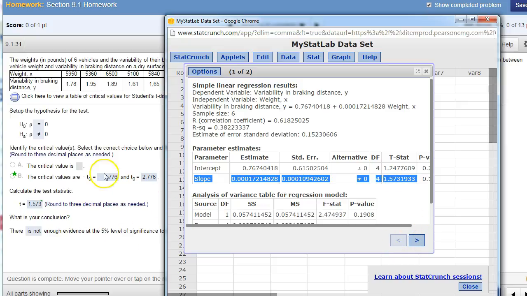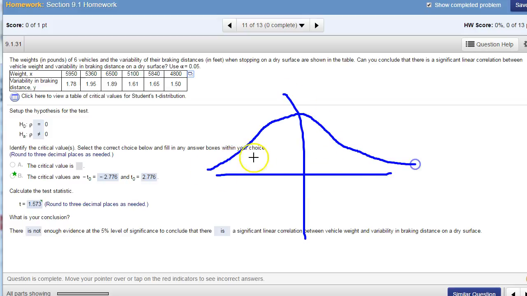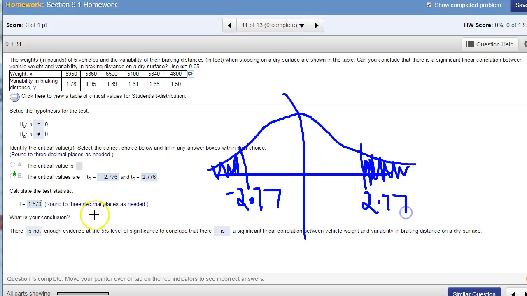So how do I determine if it is significant or if it's not significant? So this is what I'm going to do. I'm going to go ahead and show you that. I'm going to draw my critical region. Oops, that's supposed to be a curve. So this is my rejection region here, right? This is my rejection region. So this is negative 2.77, and this is positive 2.77. Now I'm going to see where 1.573 falls. 1.573 is somewhere here, so it does not fall in the rejection region.